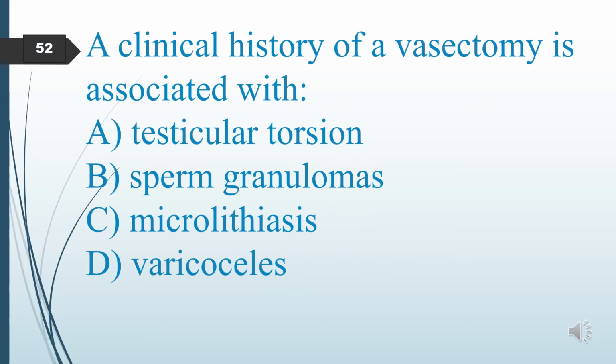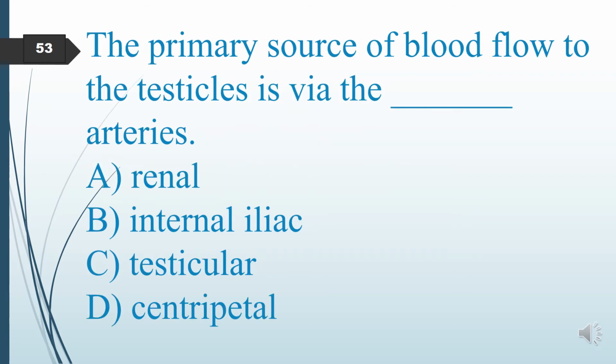A clinical history of a vasectomy is associated with A. Testicular torsion. B. Sperm granulomas. C. Microlithiasis. D. Varicocele. The answer is B. Sperm granulomas.